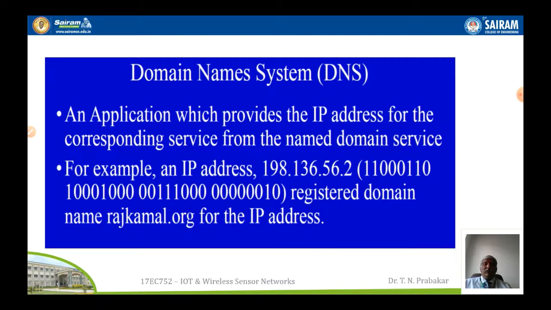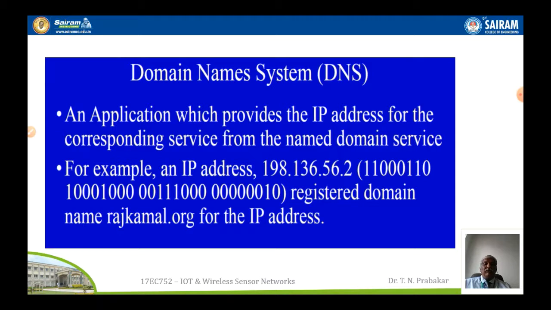And the domain name system is an application which provides the IP address for the corresponding service from the named domain service. Say, for example, instead of memorizing the IP address, we can have domains, something like google.co.in, that is actually a domain. In the example, they have given the author of the textbook for our subject, that is rajkamal.org, which is actually the domain name. And this domain name will be assigned to the IP address 198.136.56.2.